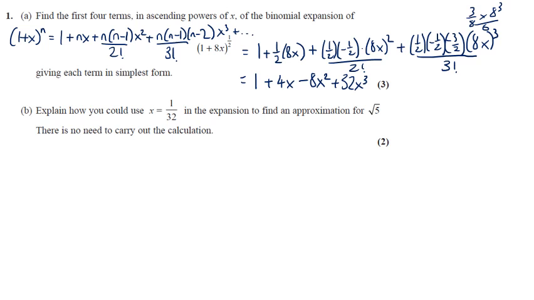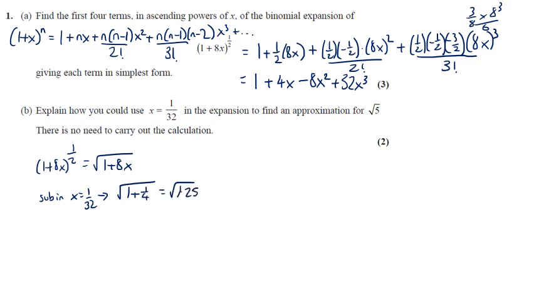Explain how you could use x equals 1 over 32 to find an approximation for root 5. Well, first of all, we've got a power of a half. So (1 + 8x) to the power of a half is the same as the square root of 1 plus 8x. So there's where the square root comes in. If we sub in x equals 1 over 32, we get 1 plus 8 over 32, which is a quarter. So we get root 1.25.